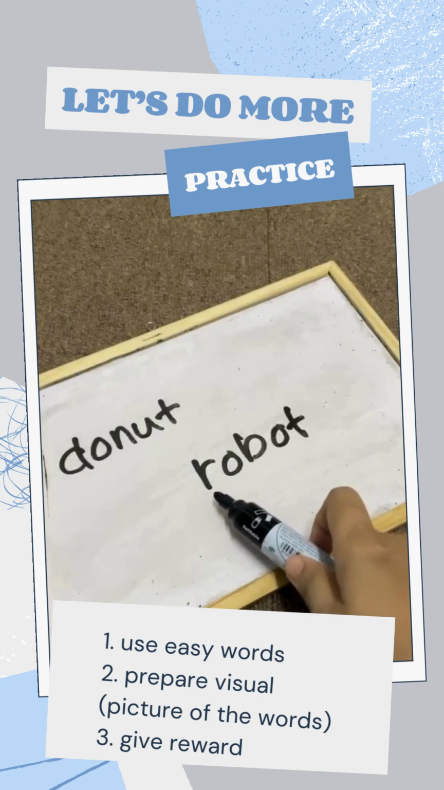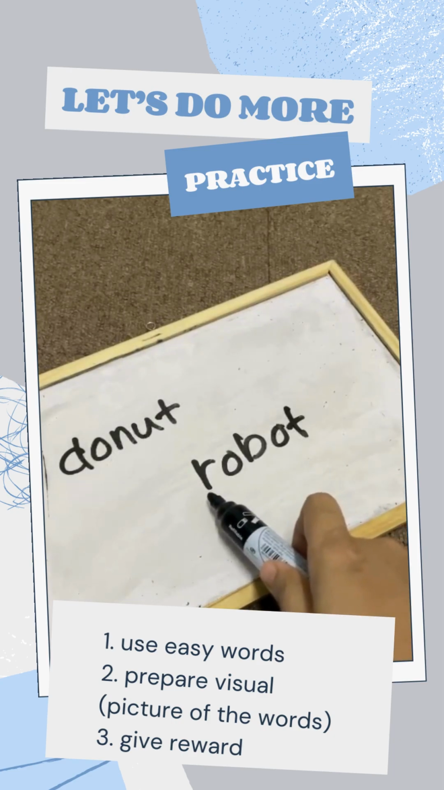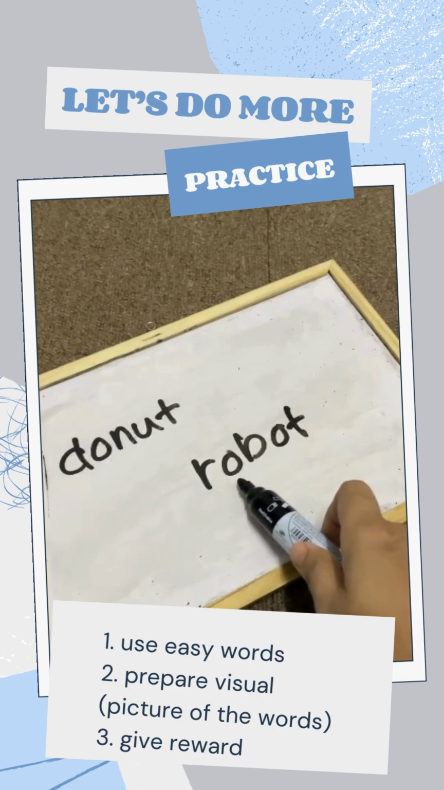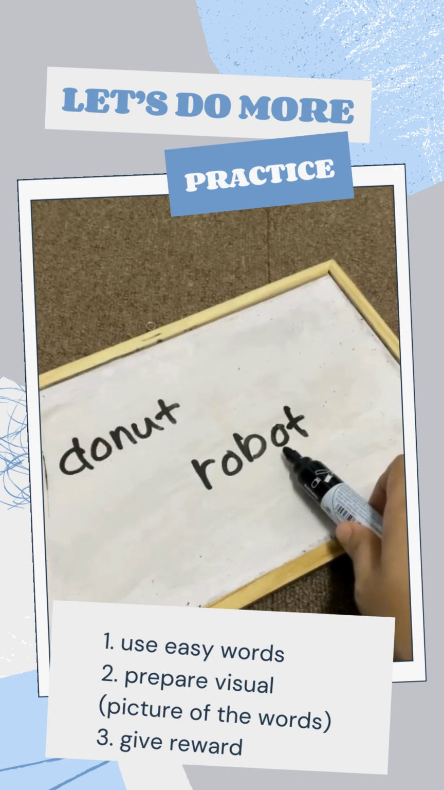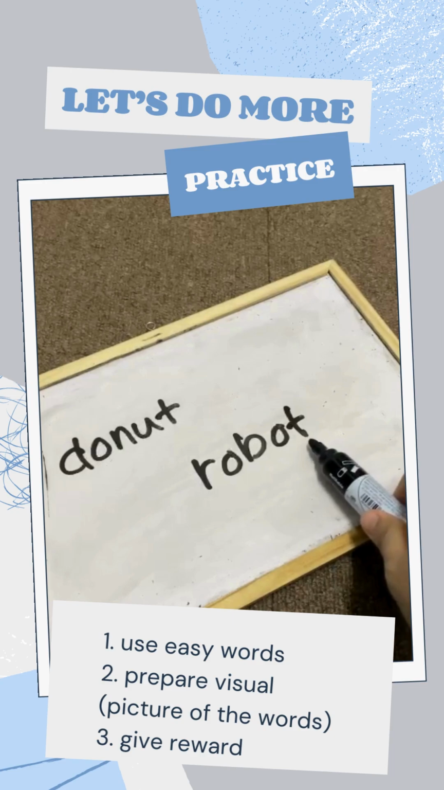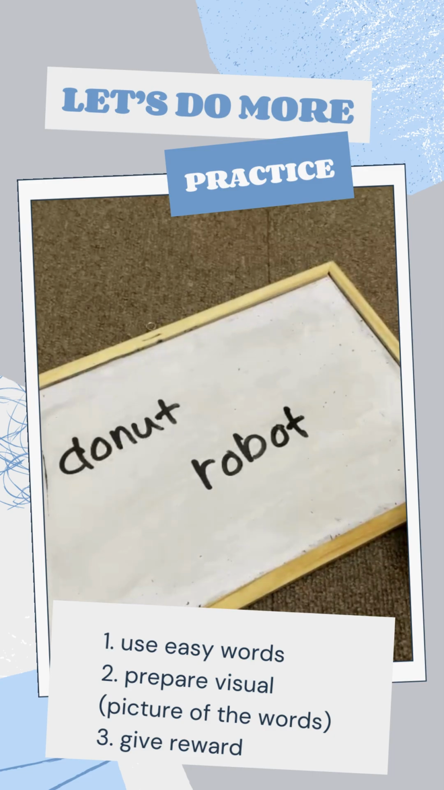Next, we have robot. R sounds R. O sounds O. B sounds B. O sounds O. And this sounds T. Robot. Parents, is that clear?